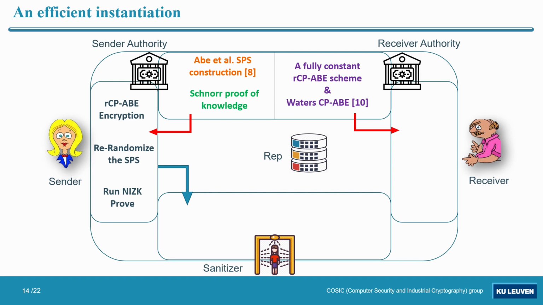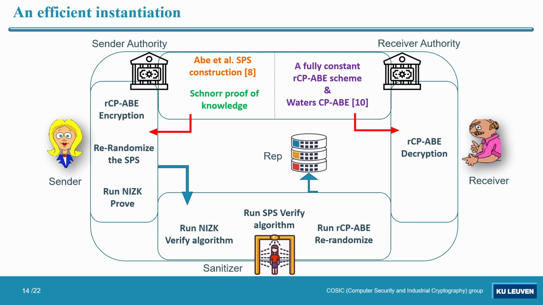As we already discussed, the sender should run the encryption phase for the randomizable CPABE and also then randomize the signature that is generated in the SPS setting, and also run the non-interactive zero-knowledge proof algorithm to hide some specific parts of the data. And then transmit the ciphertext and this auxiliary data to the sanitizer, and the sanitizer, after checking and being convinced about the validity of this part of the information, then generates the sanitized ciphertext and transmits it to the repository that is available to the group of receivers. And finally, if the predicate function allows the receiver to obtain the plaintext, then he can run the decryption algorithm to learn the plaintext.